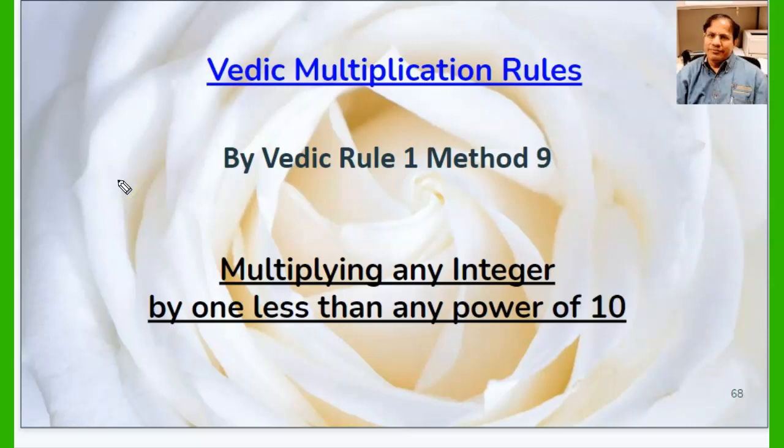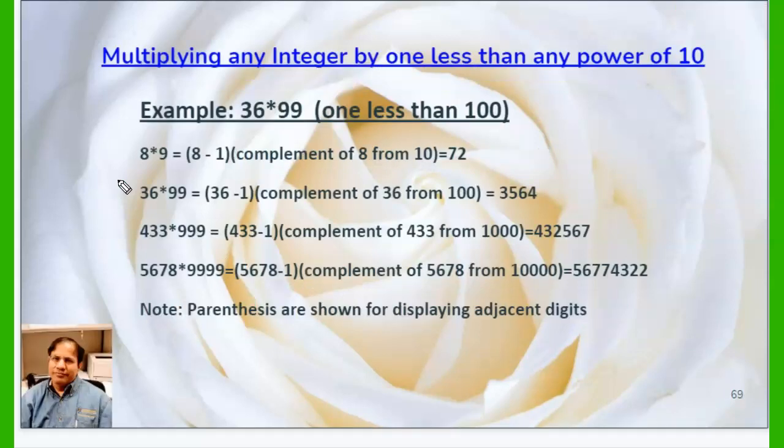and we have used this before, where the multiplier is 1 less than the power of 10. So let's see an example. It can be 1 digit, 2 digits, 3 digits, whatever number of digits. When the multiplier is 1 less than the power of 10, then it becomes much easier.